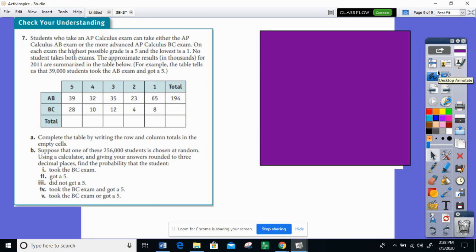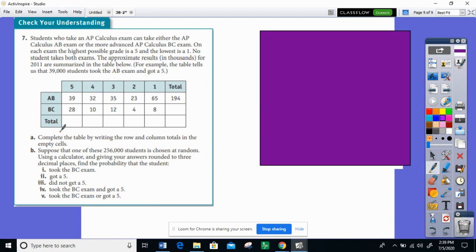All right, lastly, there's a check your understanding problem here at the bottom of page 563. Students who take an AP Calculus exam can take either the AP Calculus AB exam or the more advanced AP Calculus BC exam. On each exam, the highest possible grade is a 5 and the lowest is a 1. No student takes both exams. The approximate results in thousands for 2011 are summarized in the table below. For example, the table tells us that 39,000 students took the AB exam and got a 5. That's right here. So we're going to complete the table by writing the row and column totals in the empty cells.